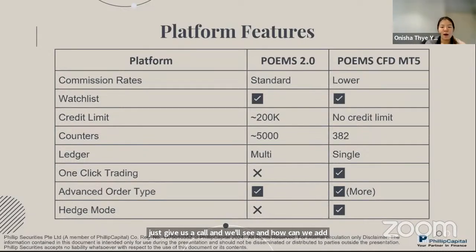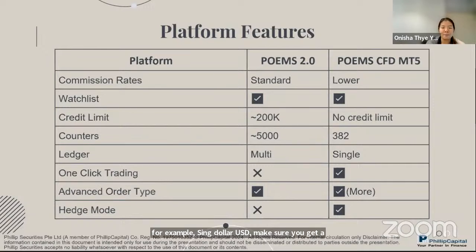Okay, ledger-wise, POEMS is a multi-ledger, while MT5 is a single ledger. What's the difference and how do we maintain the ledger? For multi, we maintain your currency in different ledgers, for example, Singapore dollar, USD, Malaysian ringgit, and Japanese yen. But for single, which is MT5, we do not have different ledgers.